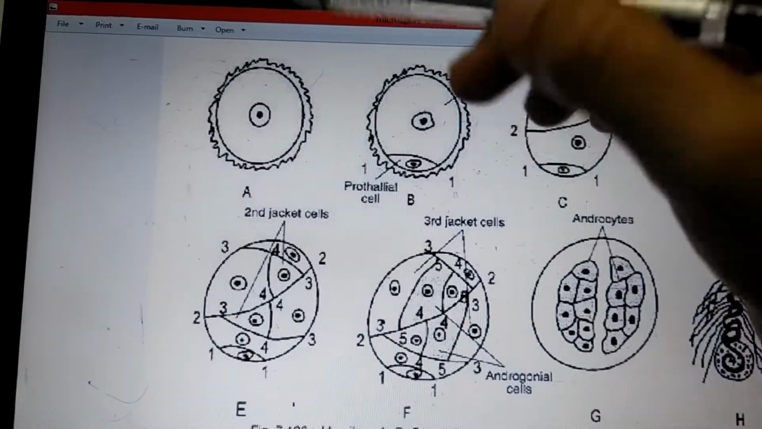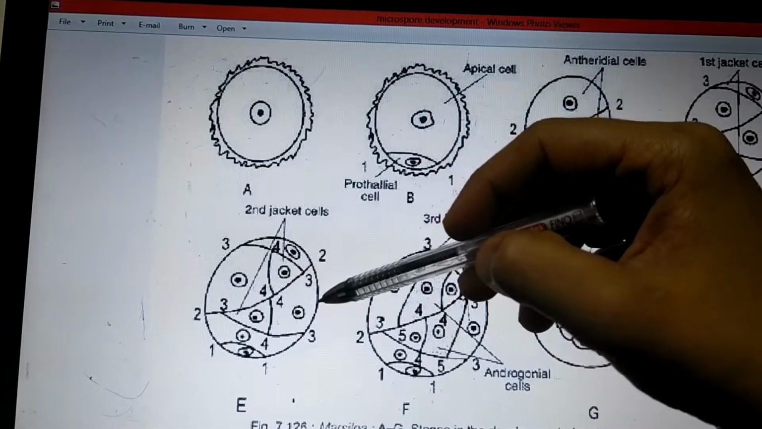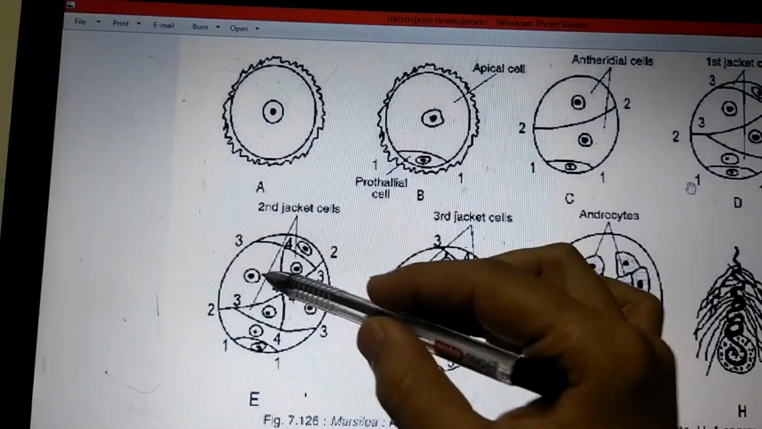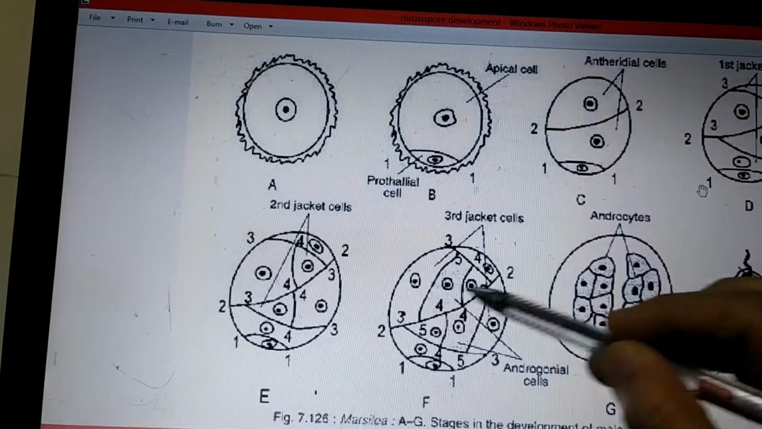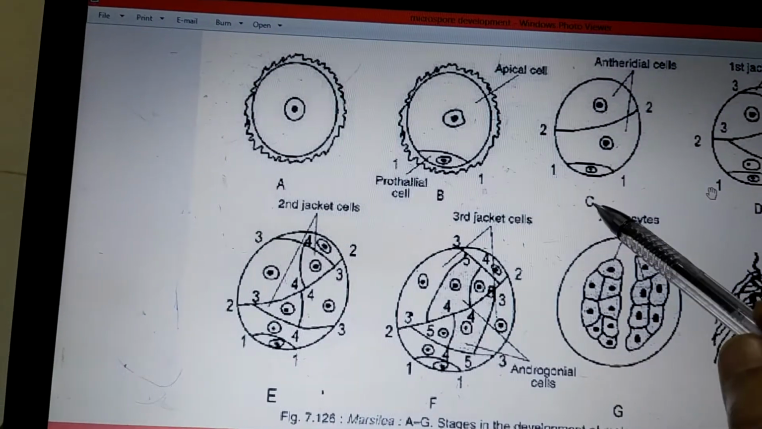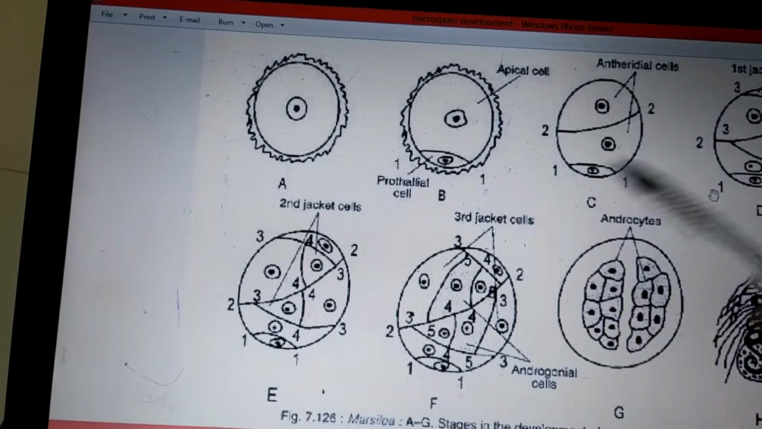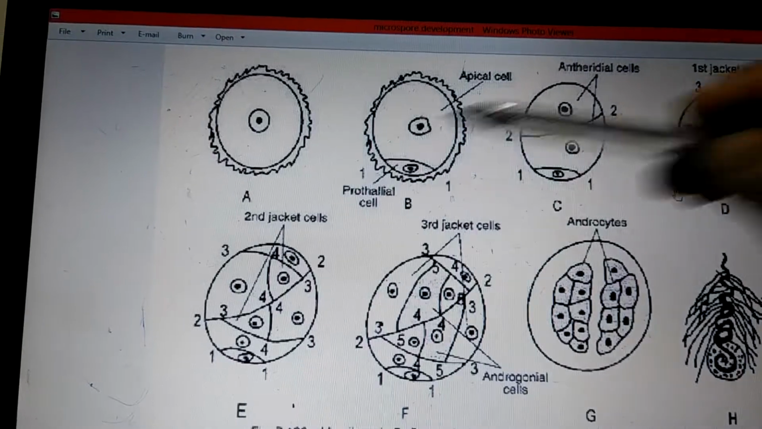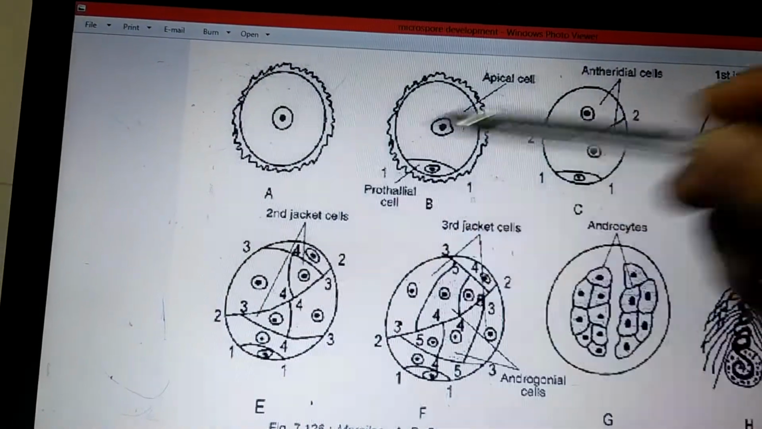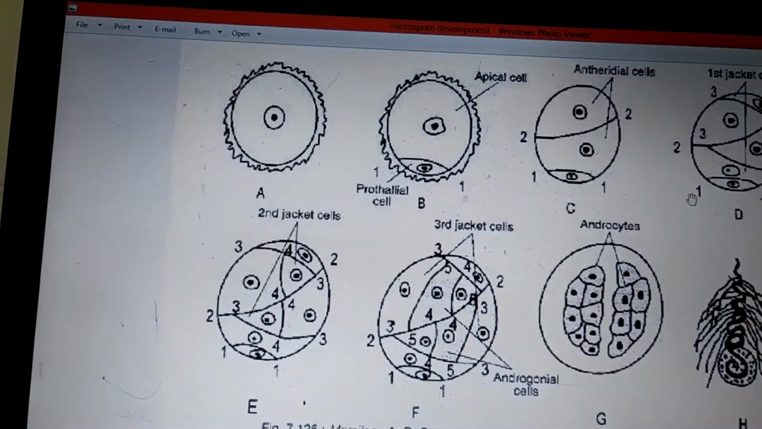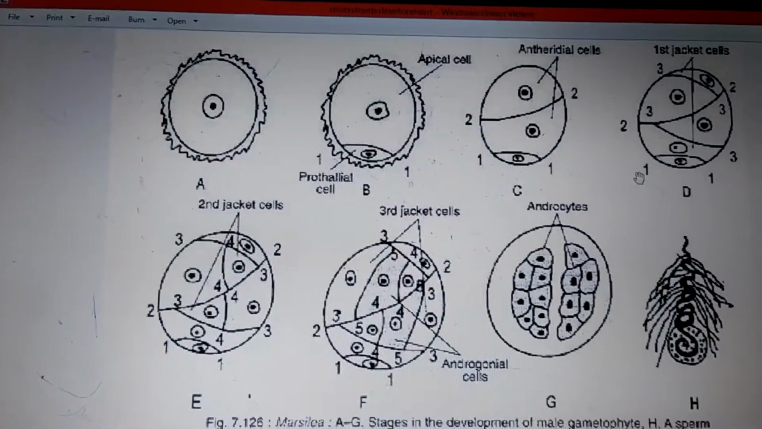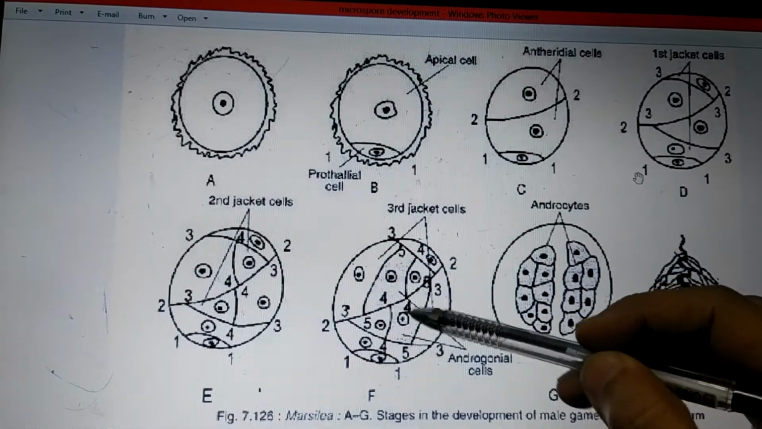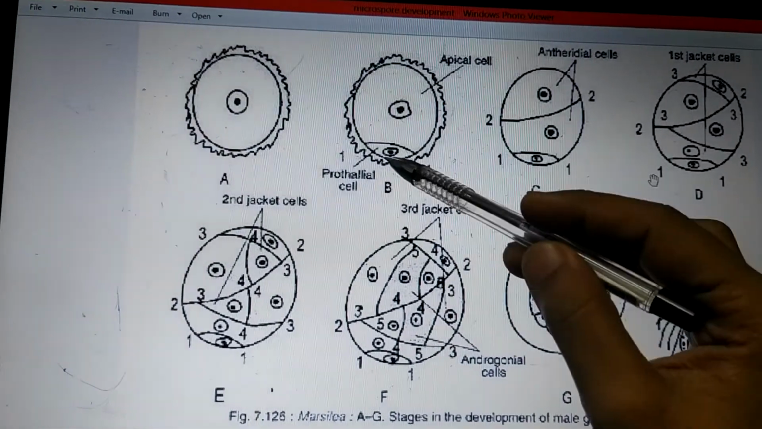Next, the large outer cells divide periclinally again, leading to formation of a third set of the jacket cells. First set was here, this one. Second set is here. Third set is here. So 3 sets of jacket cells are formed. Along with that, formation of the 2 androgonial cells has occurred.